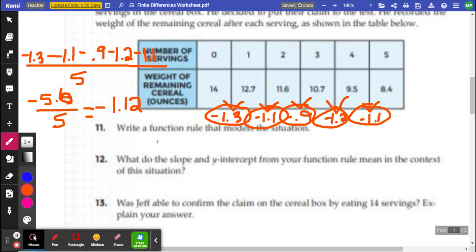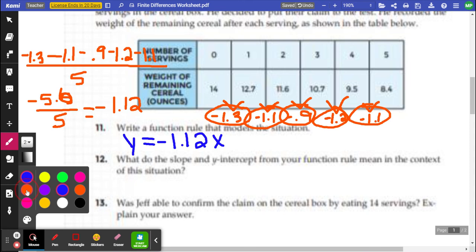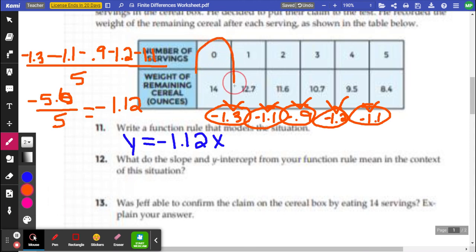All right. So that, what did we just find? Your slope or your y-intercept? Your slope. Okay. Now, how do I find my y-intercept? Go to 0. Circle it. So what's my y-intercept?